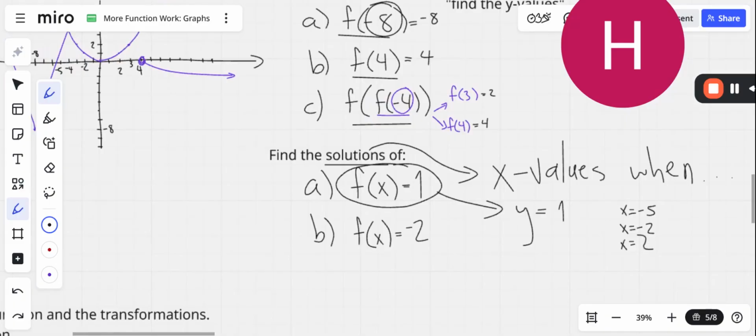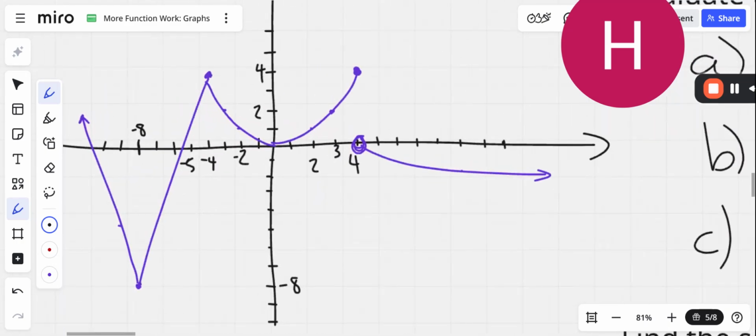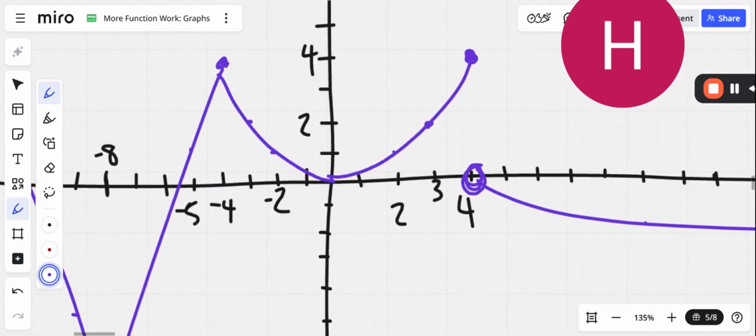In other words, if you plug in these x values, like f of negative 5 or f of negative 2 or f of 2, it will equal 1. And you can go back and check that. If we plug in negative 5, the y value is 1. If we plug in x equals negative 2, the y value is 1. And if we plug in x is positive 2, the y value is 1.